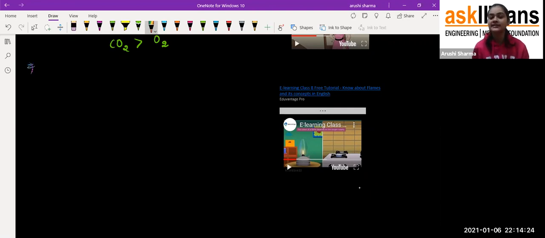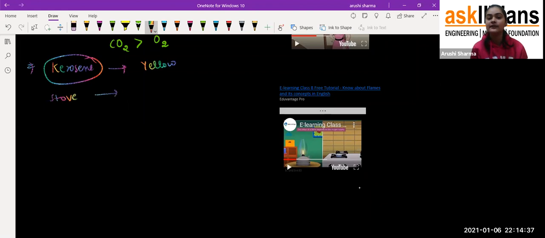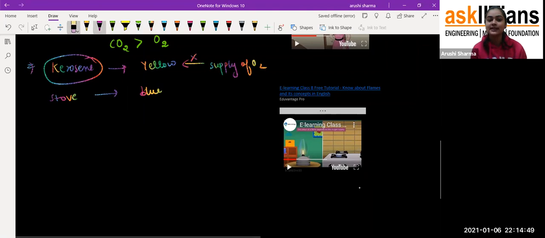The reason is that the flame we get in the case of kerosene oil is yellow in color, whereas the flame we get in our kitchen stove is blue in color. It is because of the supply of oxygen. The supply of oxygen in the kerosene case is less, and in the stove case the supply is more.